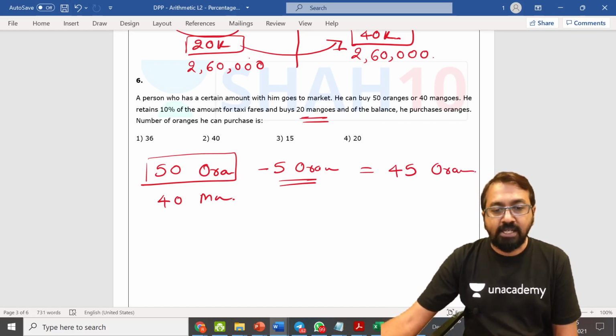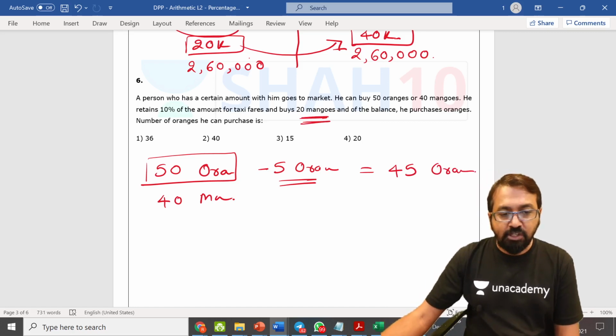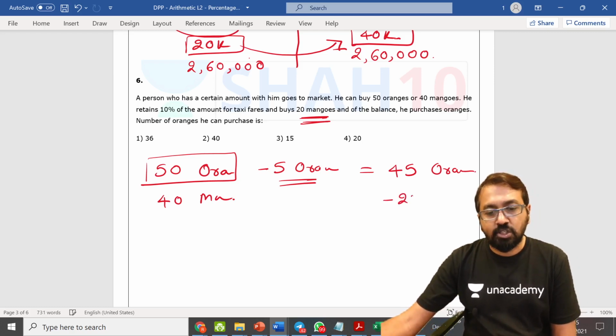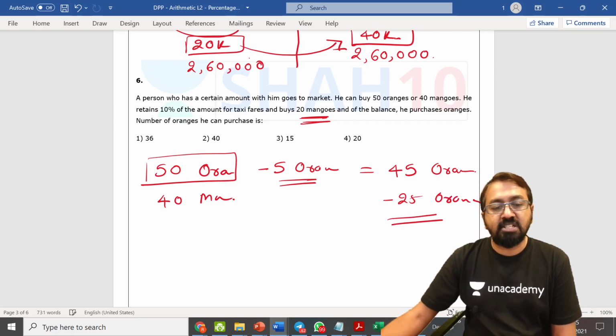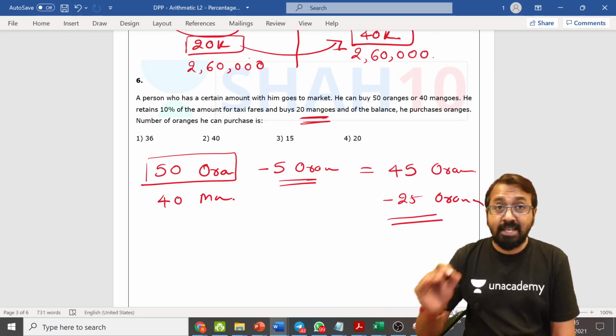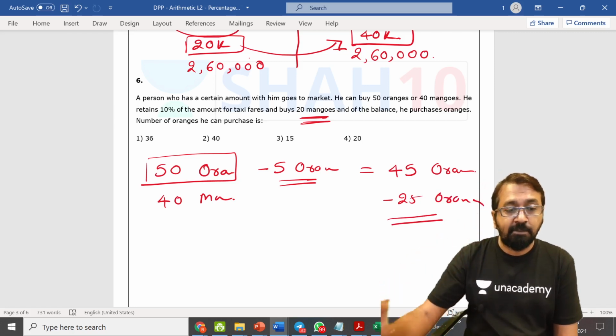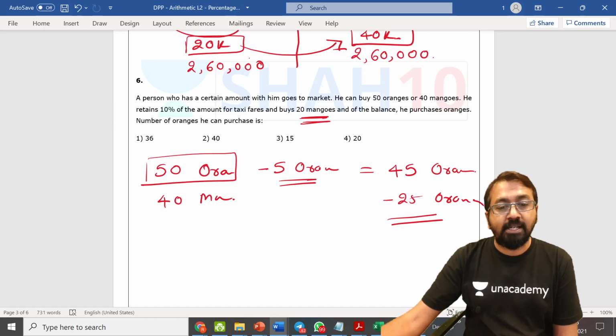And he bought 20 mangoes. Now we know 50 oranges are equivalent to 40 mangoes. So 20 mangoes should consume 25 oranges' amount. So out of this, 25 oranges' amount is utilized by him to purchase 20 mangoes. Once again, please understand the statement thoroughly, that he bought 20 mangoes.